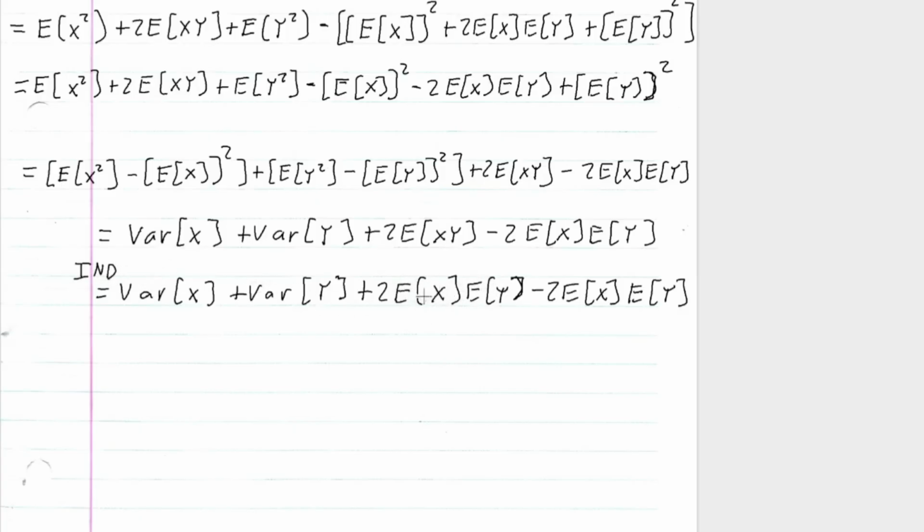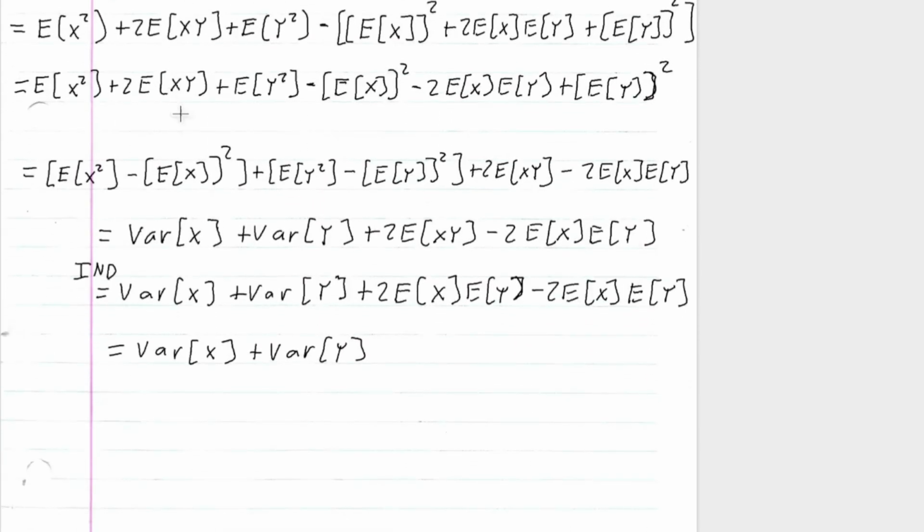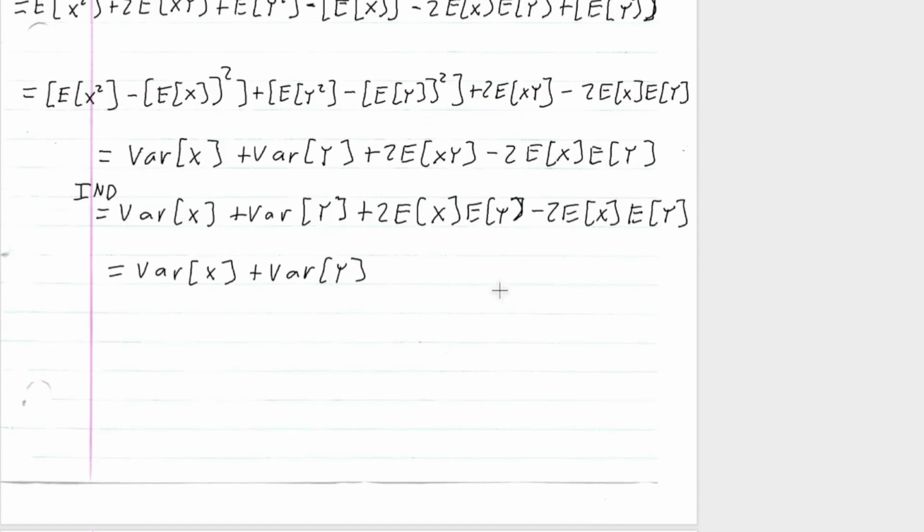And now, of course, 2 expected value of x, expected value of y, minus 2 expected value of x, expected value of y is 0. So we're left with the variance of x plus the variance of y. So we've proven that the variance of x plus y is equal to the variance of x plus the variance of y, but only when x and y are independent, right? Because we needed that in order for these two terms to cancel. And that is the proof.